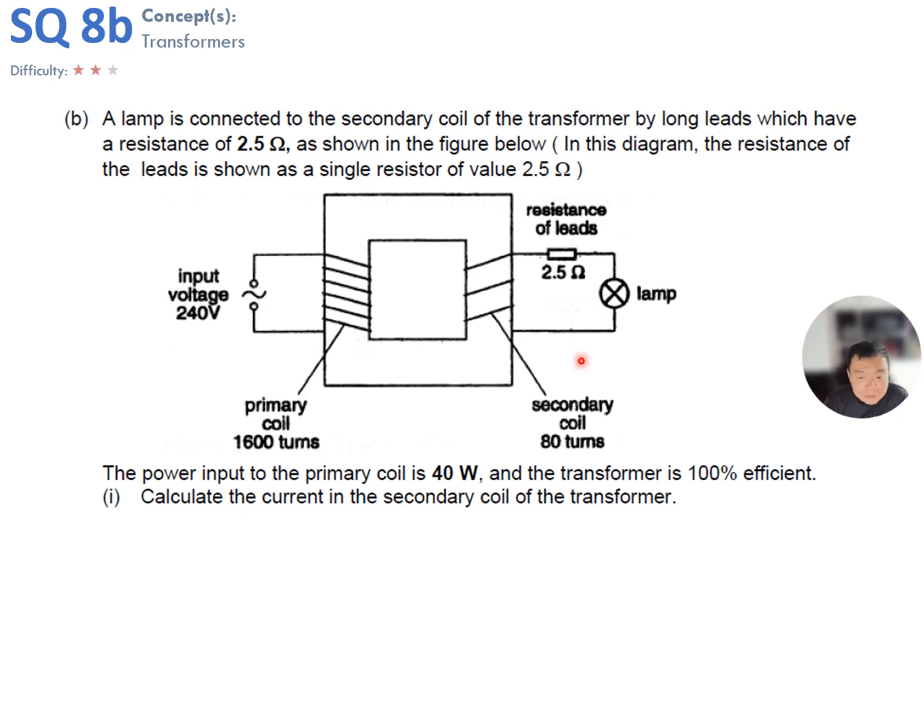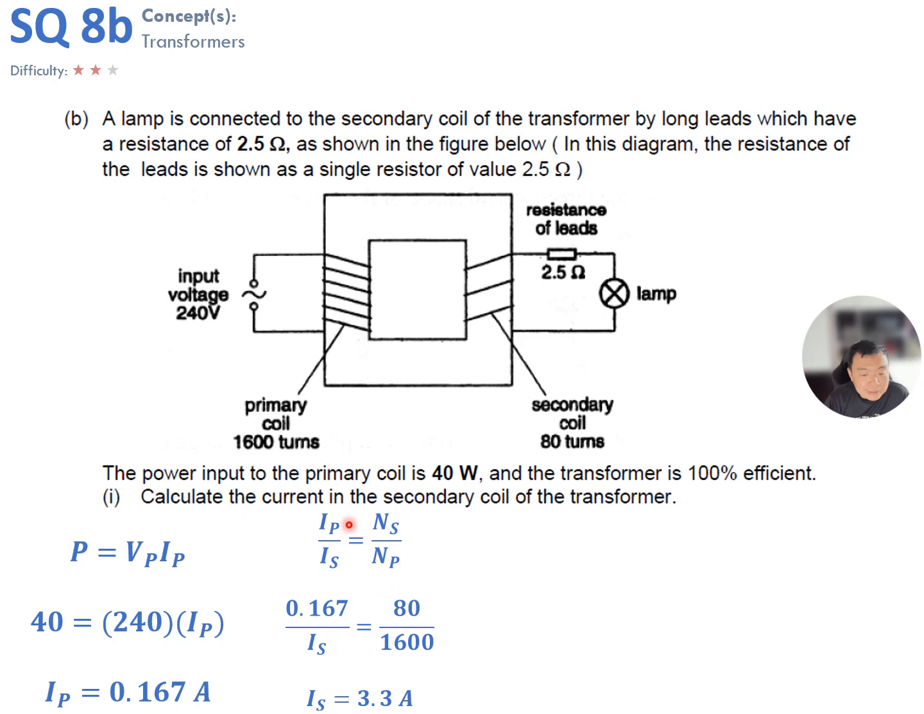In part B, we connect something across the secondary coil, which is a resistor and a lamp. You are to first calculate the current in the secondary coil of the transformer. And there are actually two ways to do this. The first way is to determine what is the current in the primary coil, and then use the transformer equation that links the current to the number of turns, assuming it's a 100% efficient transformer. Take note, the current to number of turns formula is a bit different from the voltage to number of turns formula. So make sure you don't confuse them. And we get a current of 3.3 amperes.